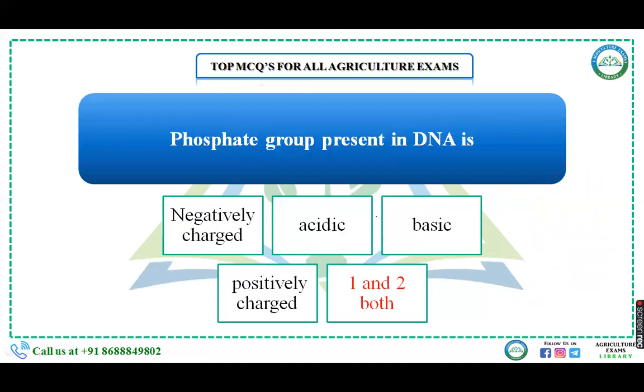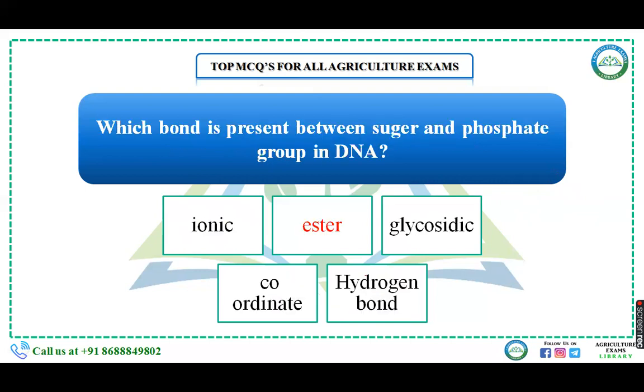Now, nitrogenous base, pentose sugar, and phosphate group. The characteristic of the phosphate group present in DNA is asked. It is given: negatively charged, acidic in nature, basic in nature, positively charged, 1 and 2 both. The phosphate group present in DNA is negatively charged as well as acidic in nature. So our answer will be 1 and 2 both.